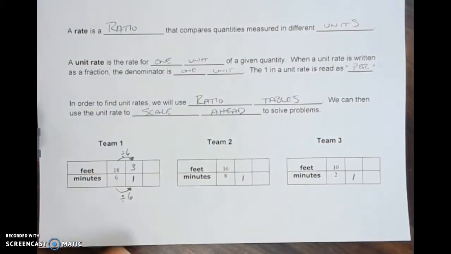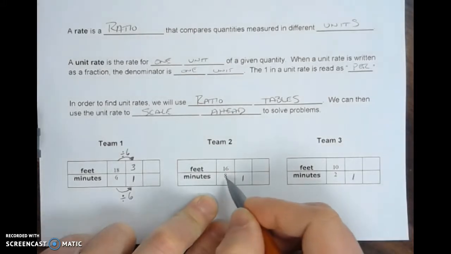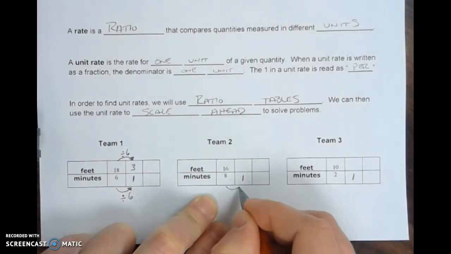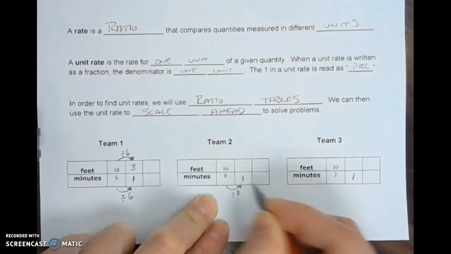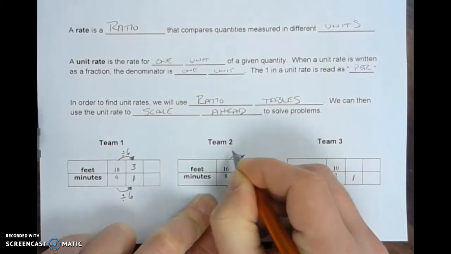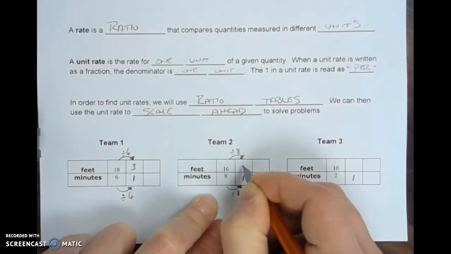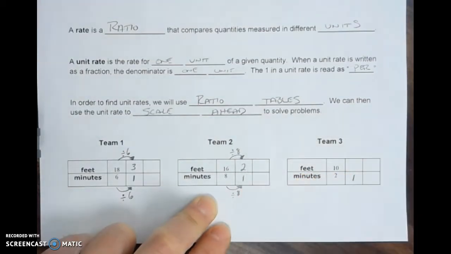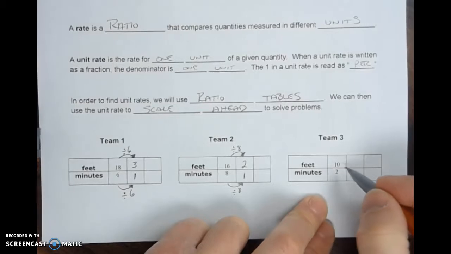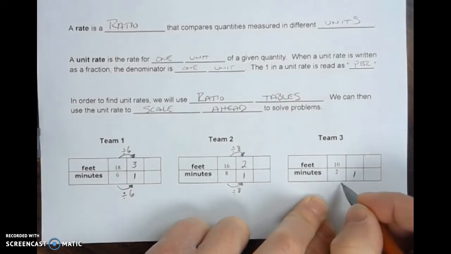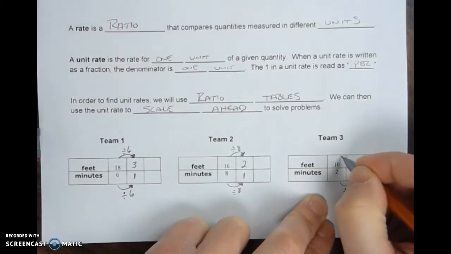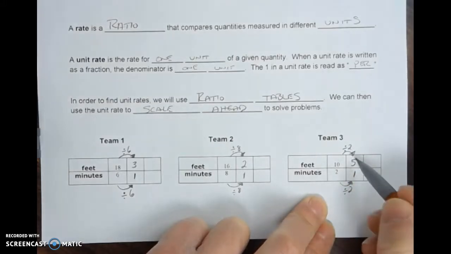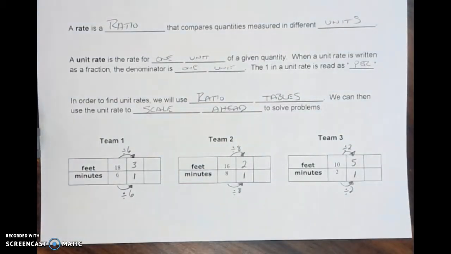For Team 2 turtle, okay, they can go 16 feet in 8 minutes, but we want to know how far they can go in just 1 minute. So we're going to do 8 minutes divided by 8 to get our 1 minute. Then we'll take our 16 feet and divide it by 8. And 16 divided by 8 is 2. So this turtle can go 2 feet in 1 minute. And now for Team 3 turtle, they go 10 feet in 2 minutes. We want to divide by 2. 2 divided by 2 to get us to our 1 minute. And now we'll do the same thing to the number of feet. 10 divided by 2 is 5. So this turtle can go 5 feet in 1 minute.